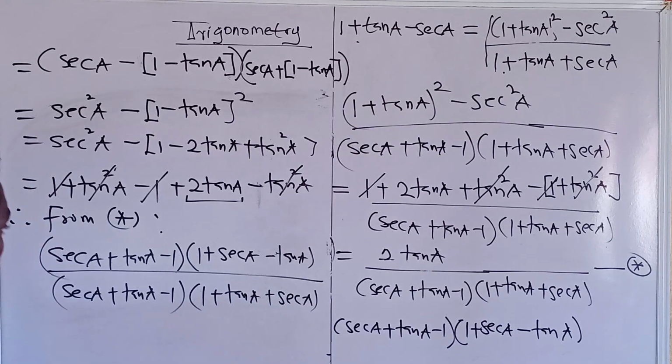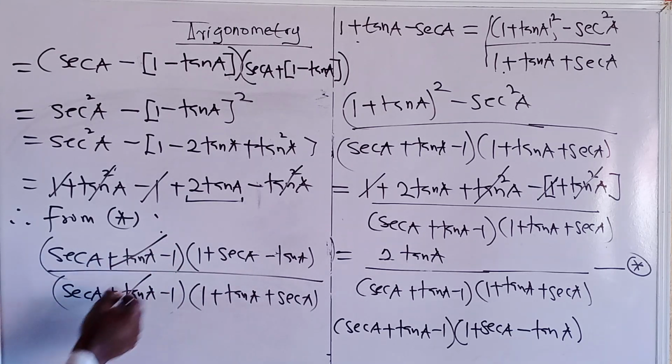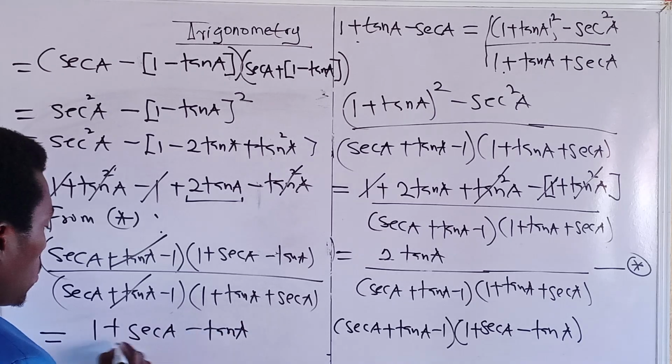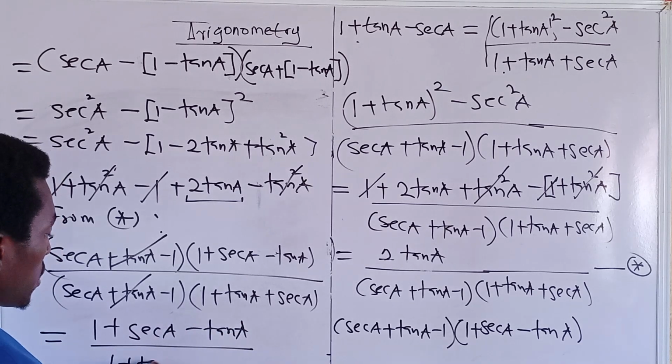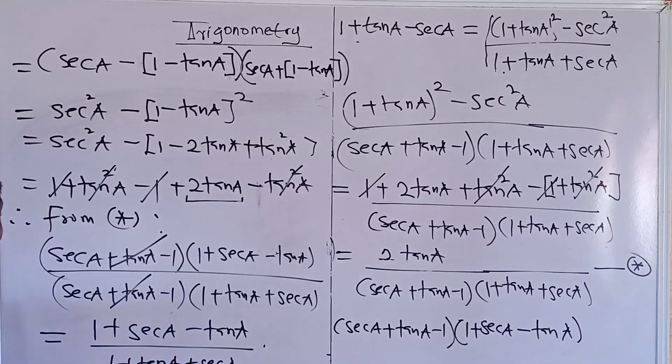Can you see that? Now you can see that this expression that was the barrier can cancel out with this, because they are exactly the same. So this will divide out with this, and we are left with the expression 1 plus sec A minus tan A over 1 plus tan A plus sec A. And this is what we are required to prove.